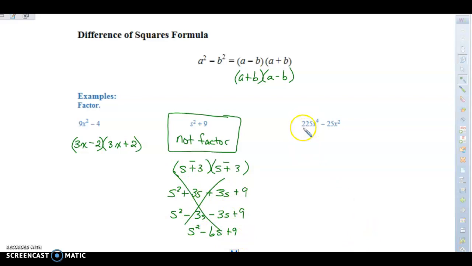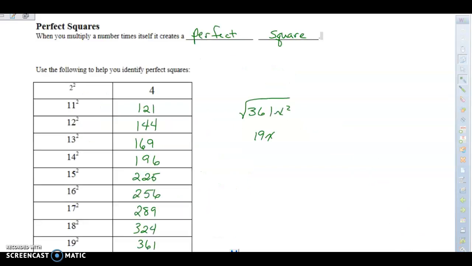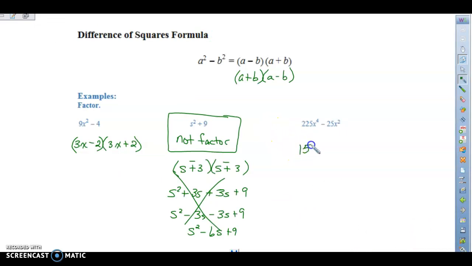When I take a look at the next one, I have 225. And remember when we did our perfect squares, 225, the square root of it is 15. X to the fourth power, well, 4 is a perfect square. 25 is also a perfect square. Oops. Not 25 again. This will be a 5. And then because it's x squared, each of them will have an x. Okay.